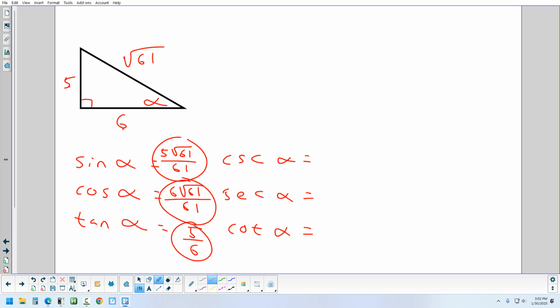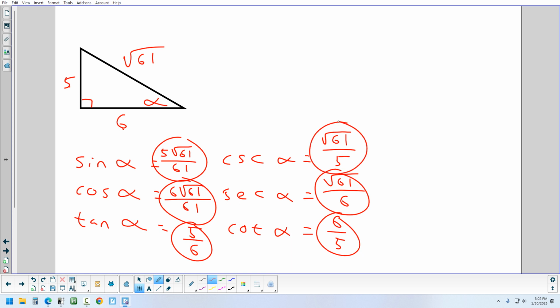Once you know your sine, cosine, and tangent, what do we do with those 3 to get the other 3? Yep. Flip them. So that one's going to be 6/5. The next one is going to be root 61 over 5. And the last one will be root 61 over 6. And that's how you find the 6 trig functions of an angle, which is not finding the angle itself. Any questions on that?